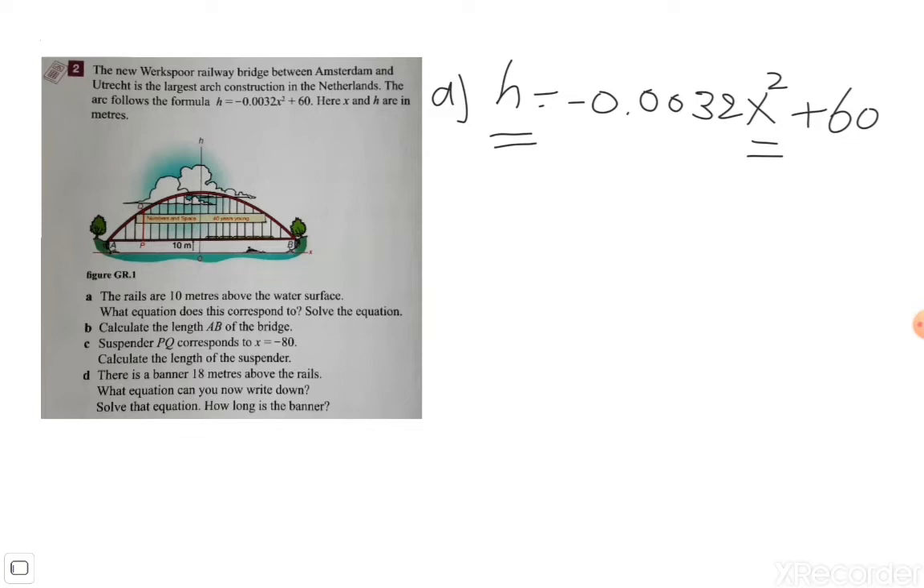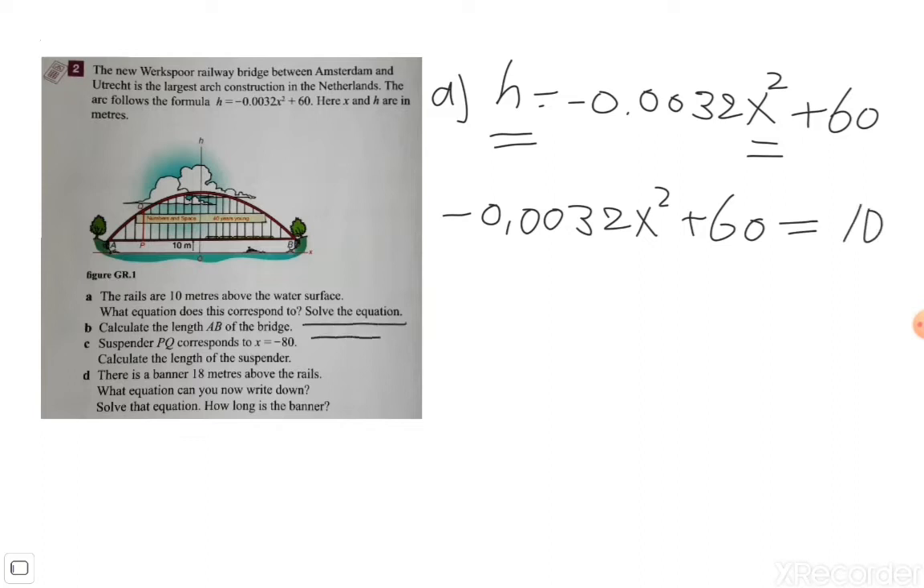So in that case, we need to fill in 10 for the h, and we want to know our x. So you get minus 0,0032x squared plus 60 needs to be equal to 10. And that's your equation. And we need to solve it. Right now I just want to do it without a calculator.